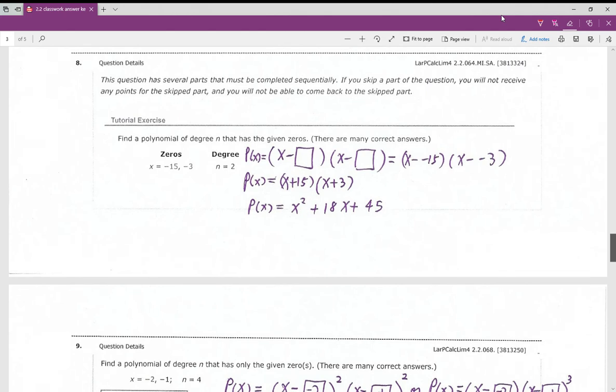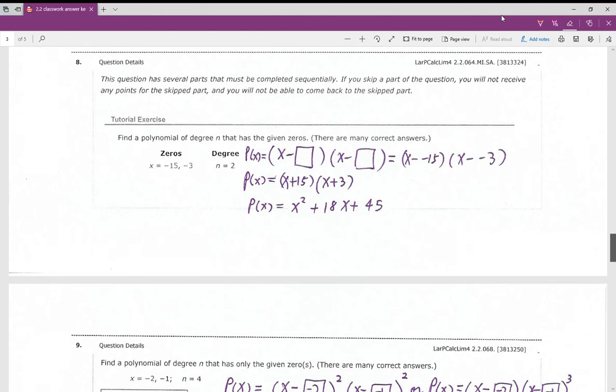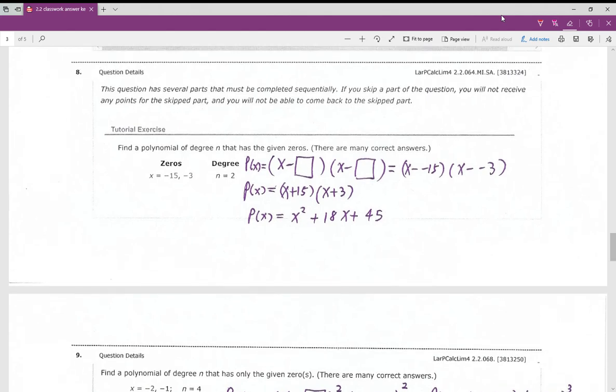Number 8. Number 8 is a type of question. It's special because earlier I gave you a polynomial and asked you to solve for the zeros. But right now I give you the zeros. If I give you zeros, you understand something equal to 0, you solve for it.